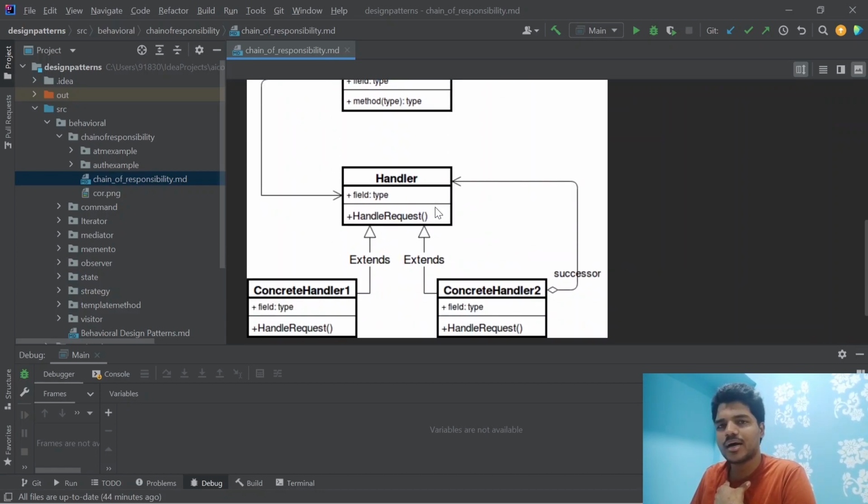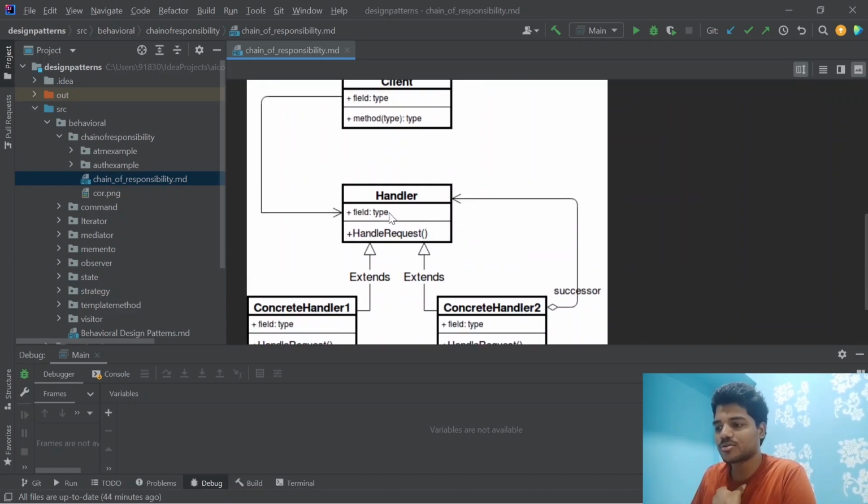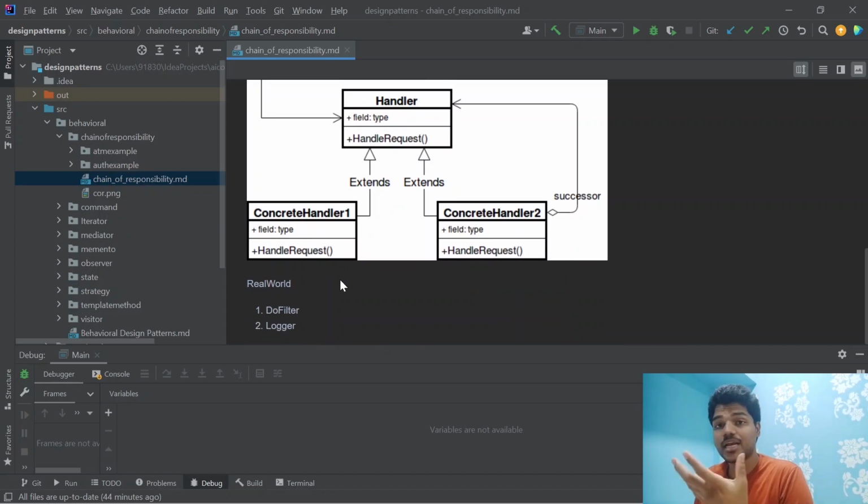This is how it generally looks. The handler is basically an interface, and the interface is implemented by each concrete handler. Here we are saying each person. Let's say we take a good person, and all the persons basically extend from the good person. Similar to the real world, in Java at least there are two applications which are using the chain of responsibility principle.